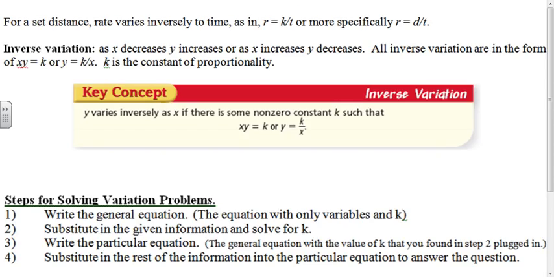And the last one is called inverse variation. And a good way to look at this is to think about traveling a distance in a car. So if you have your set distance, say from Byron to Minneapolis, that rate varies inversely to time. So if you go slower, it'll take more time. If you go faster, it'll take less time. So we could write this as x times y equals k, or we could look at it as y equals k divided by x.